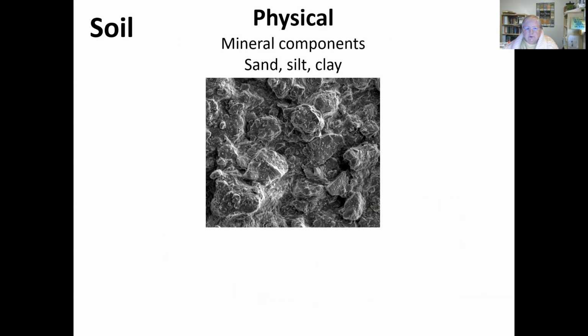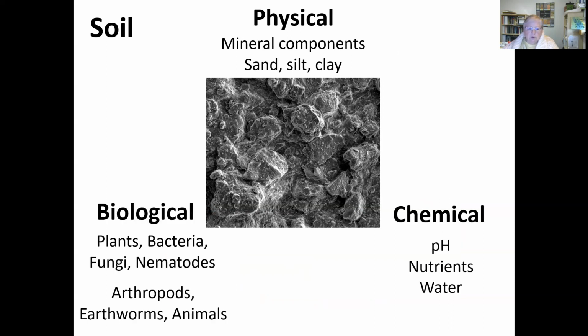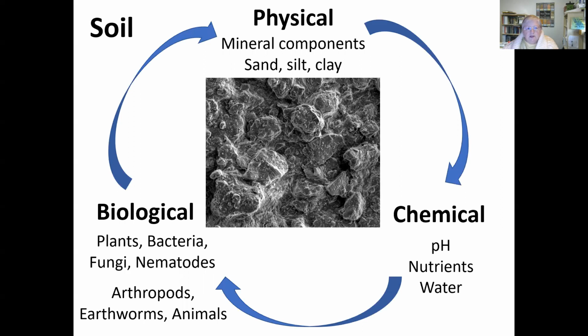Soil is composed of three major factors. The physical components we're all familiar with are the sand, silt, and clay components of the soil. The chemical components make up the pH, the nutrients, and the water. The biological components are quite diverse and include plants, bacteria, fungi, nematodes, arthropods, insects, earthworms, and animals. These three factors interact in unique ways to support plant production and improve soil health.